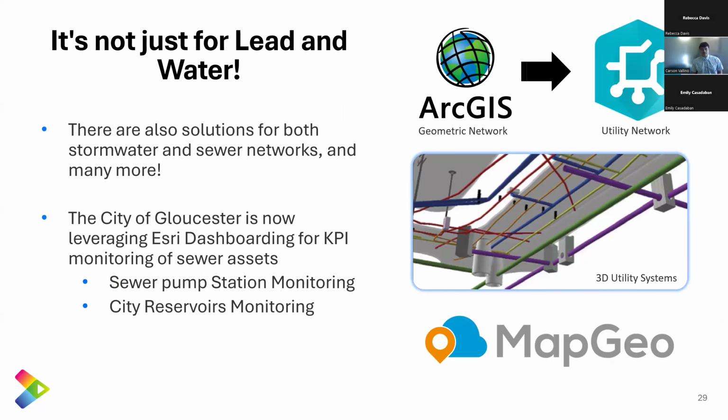Another thing, it's not just for lead and water. Using things like the utility network and these solutions, as well as dashboards, can be used for many different things. As I was talking about with Gloucester earlier, they're making dashboards for their reservoirs as well as their sewer pump stations. KPI and reporting is a really important thing for all utility infrastructure, not just water. Stormwater and sewer are really important as well. So these things can be used and configured for those utility networks too.